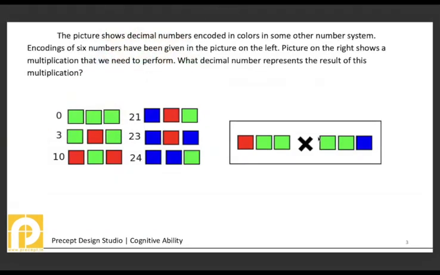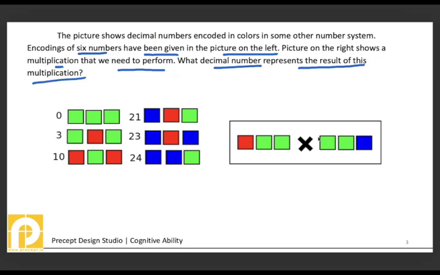The picture shows decimal numbers that are encoded in colors in some other number system. Encoding of 6 numbers has been given in the picture on the left. The picture on the right shows a multiplication that we need to perform. What decimal number represents the result of this multiplication?